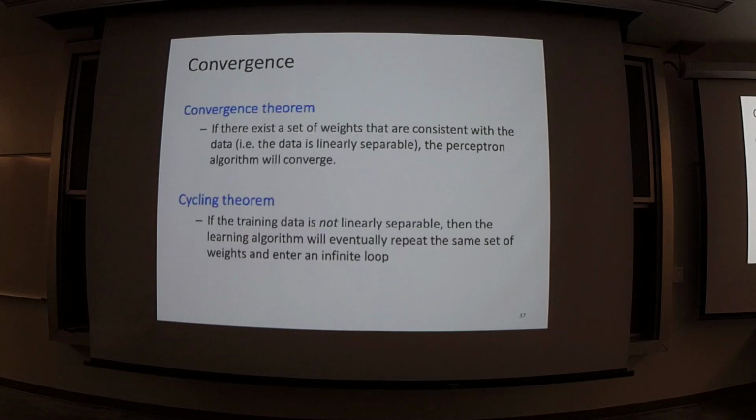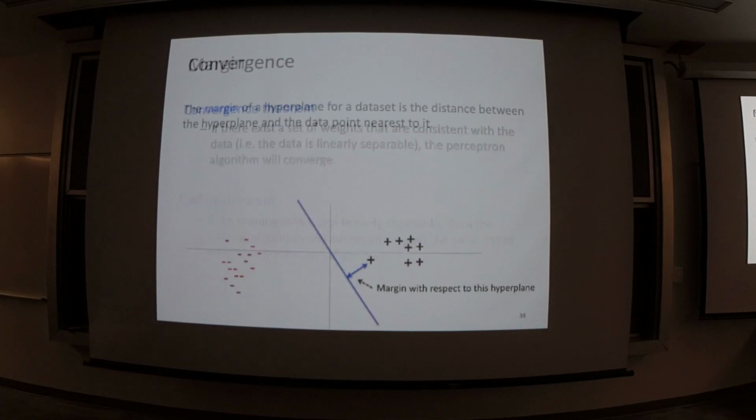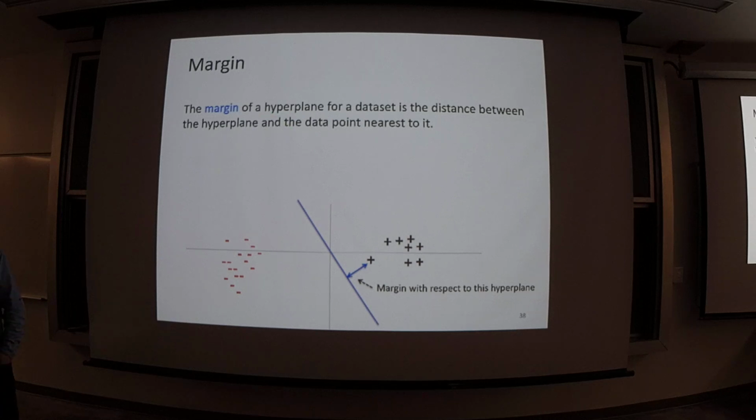So before we discuss those theorems, we need to introduce a very important concept called margin. This margin is not only used for the perceptron. It's a very important concept for you to understand support vector machines. When we define margin, it can be defined for a data set only, and it also can be defined for a pair of a hyperplane and a data set. So let us first define the margin for a hyperplane and a data set. It means the distance between the hyperplane and the data point nearest to it.